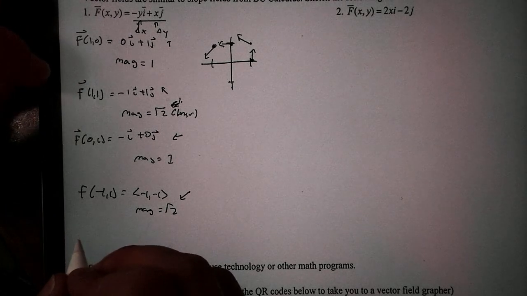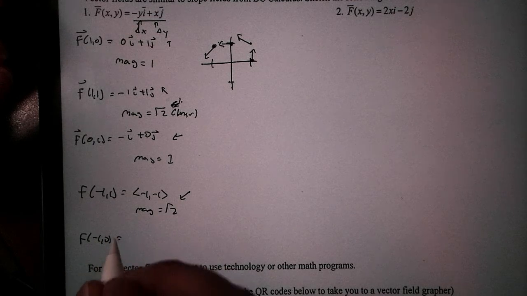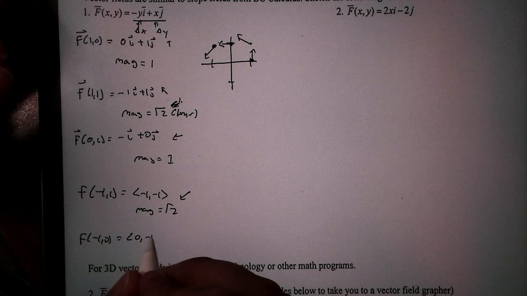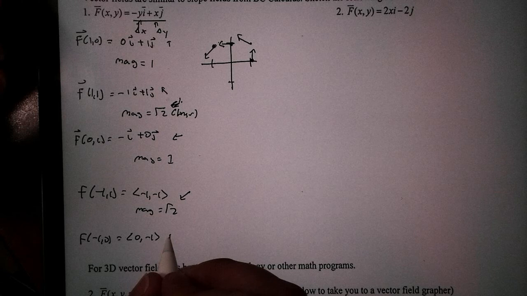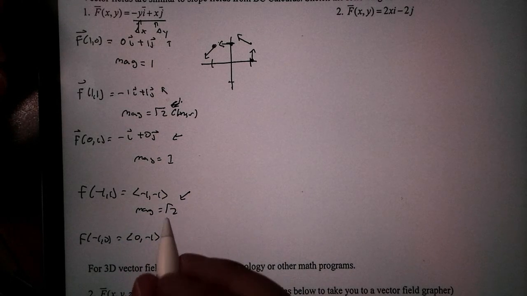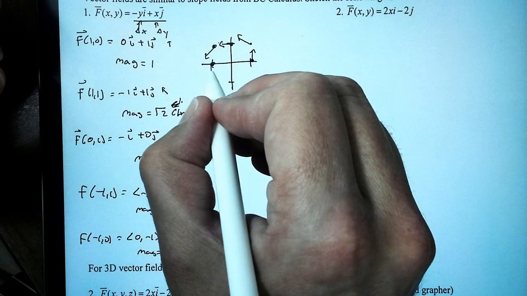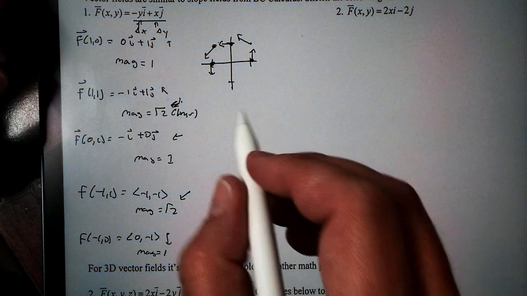I keep going. What about f of -1, 0? Well, that's just going to give me 0, -1. Well, that's just going straight down. Whoops, that's a weird looking way to go down. And we'll have a magnitude of just 1. So here it's going down 1, like that. And I just keep going.